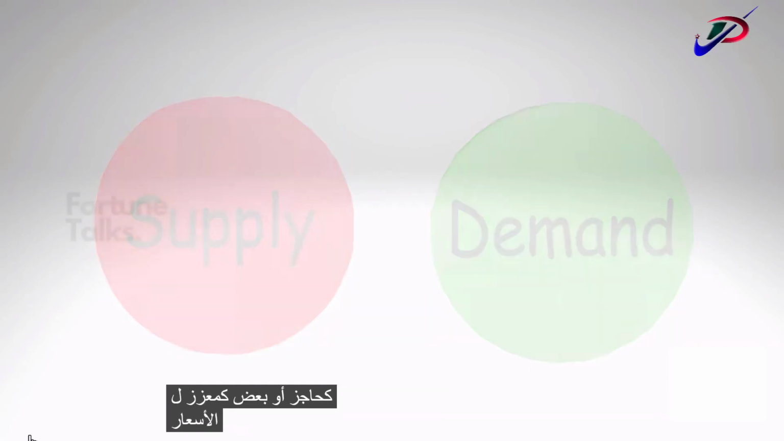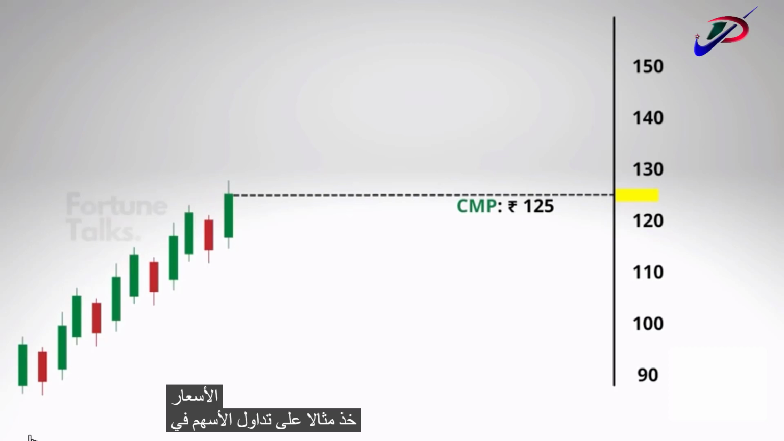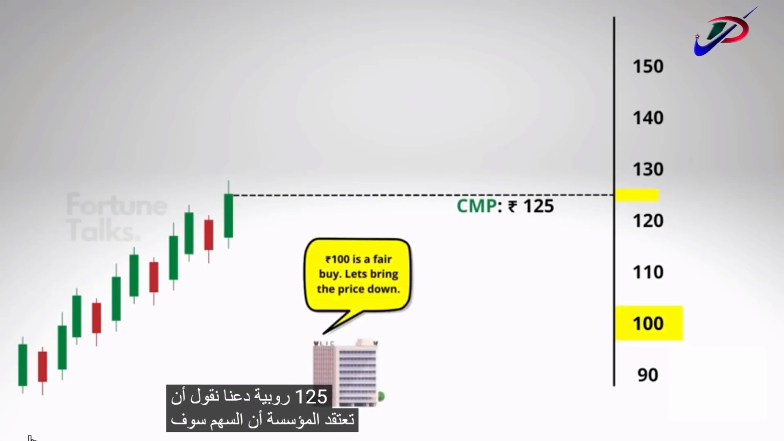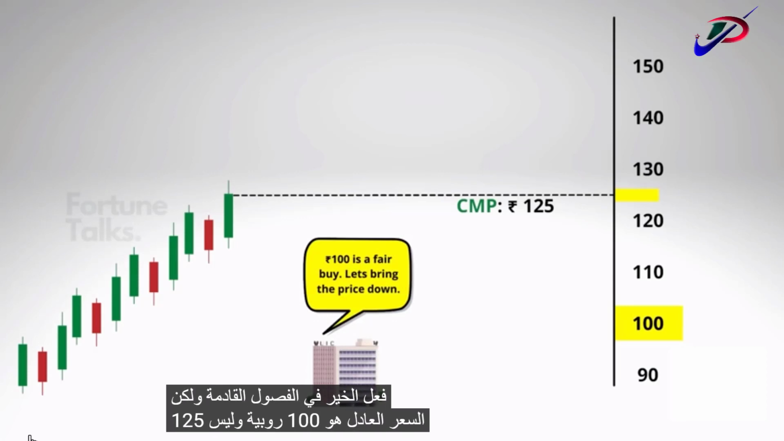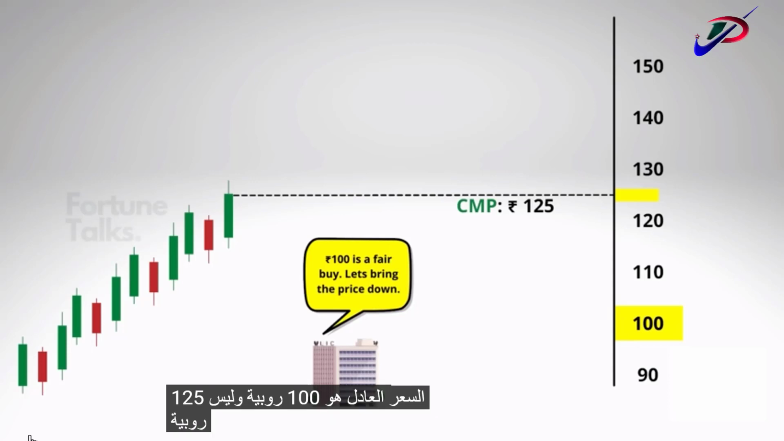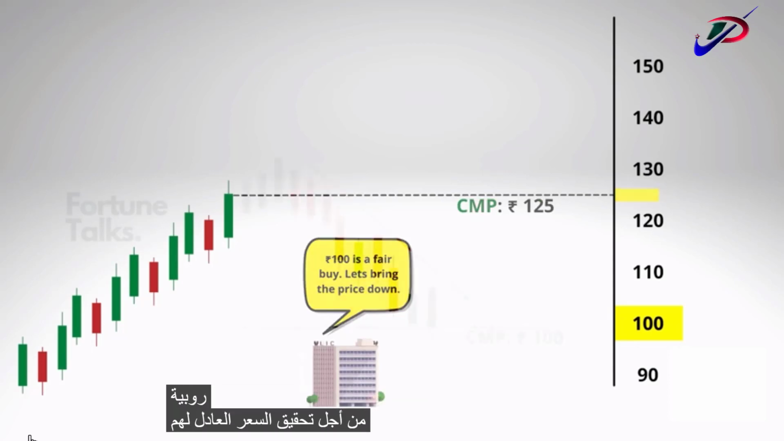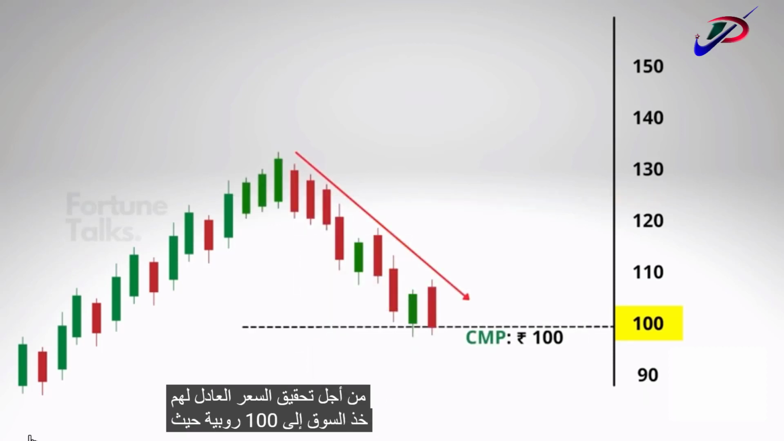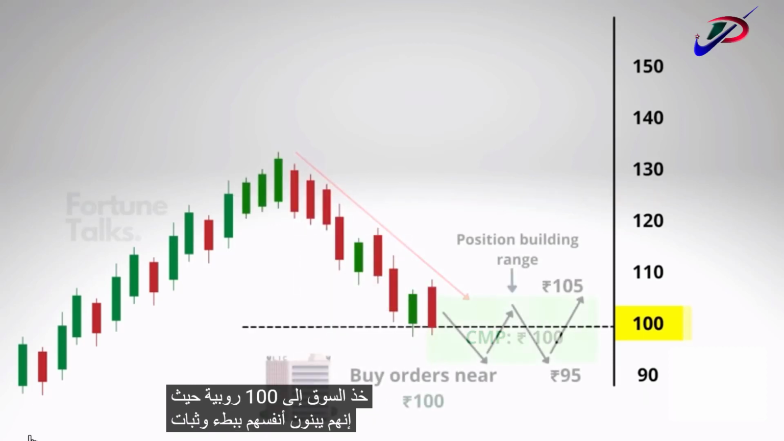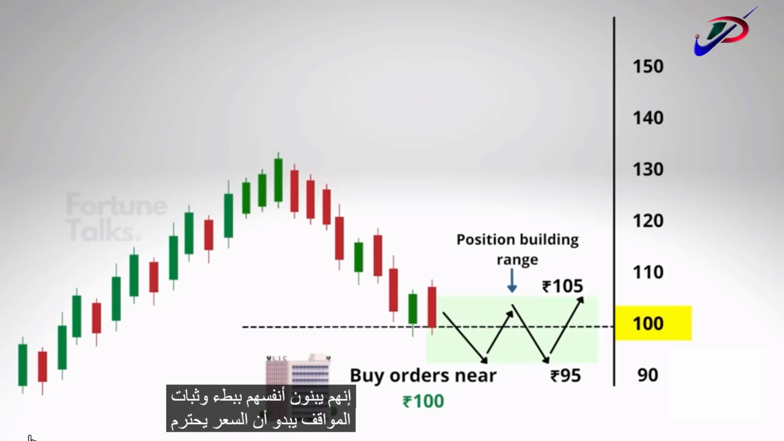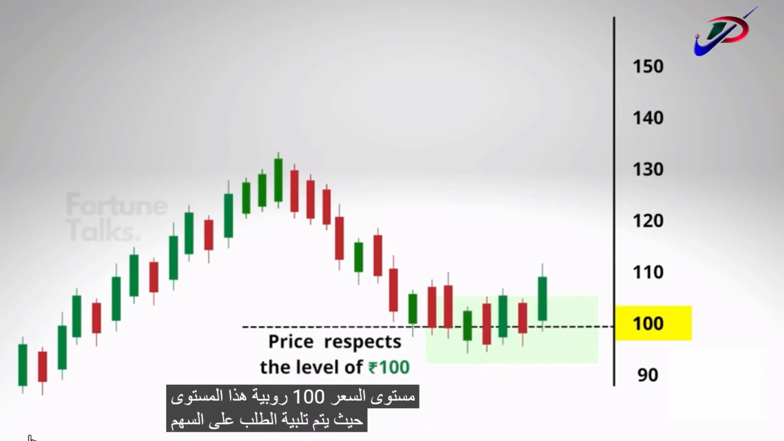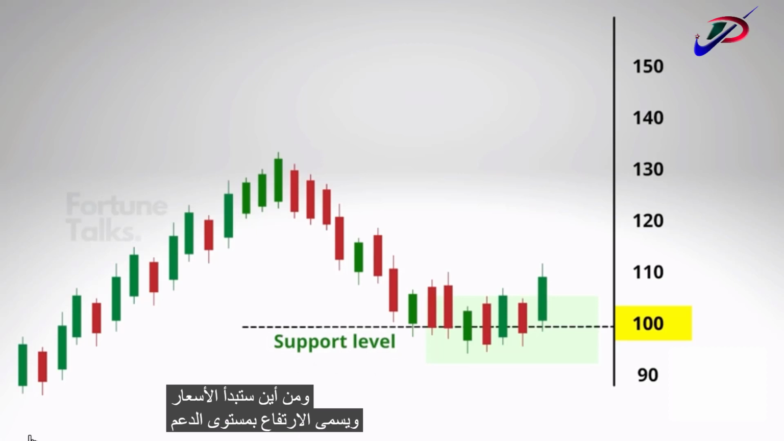the prices. Take an example of a stock trading at 125 rupees. Let us say that an institution thinks that the stock will do good in the upcoming quarters, but the fair price is 100 rupees and not 125 rupees. In order to achieve the fair price, they take the market down to 100 rupees, where they slowly and steadily build their positions. The price seems to respect the price level of 100 rupees. This level where the demand for the stock is met and from where the prices will start to rise is called as the support level.